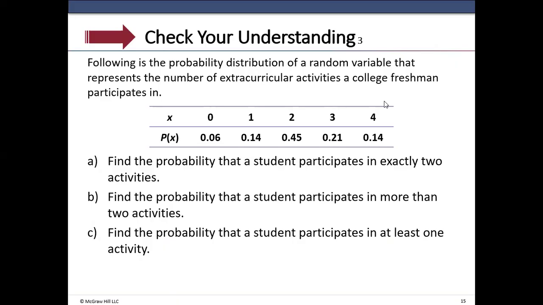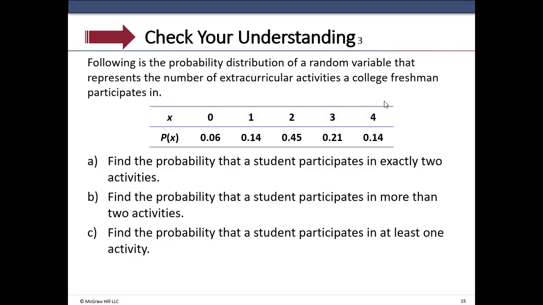Find the probability that the student participates in at least 1. At least 1 activity means 1 and above. So the complement or opposite of that is when the student participates in 0 activities. Using the probability law of complements, the probability of X equal to 0 is 1 minus the probability that the student participates in at least 1 activity.